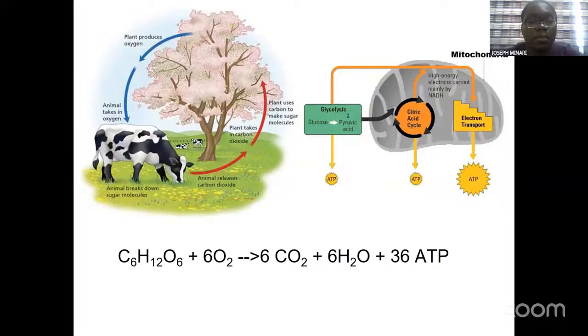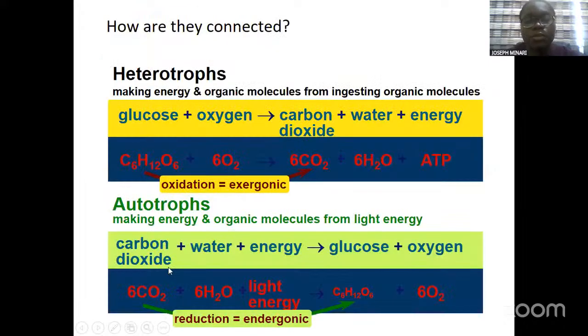Okay, so plants most of the time produce oxygen, and this oxygen is utilized by the animals, and the animals break down the sugar molecules in them, and the animal releases carbon dioxide. The plant takes up the carbon dioxide, and the plant uses the carbon to make sugar. We can see this in the equation below, where we have sugar added to oxygen, and then CO2 is produced.